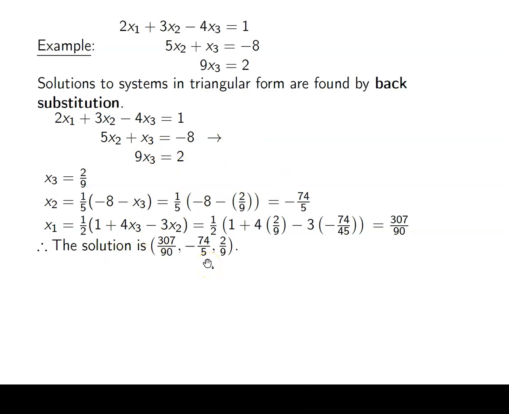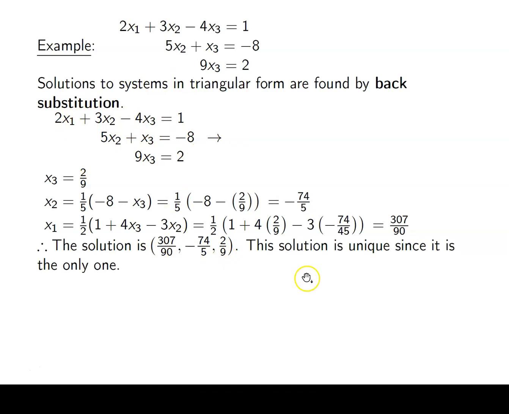So get in the habit of checking your work, especially since I know the majority of you are really dependent on your calculators. It's really easy to just plug this stuff into your calculator and see if it comes out to 1 or not, and -8 and 2. Remember, the solution has to work for everything. It can't just work for one equation, it has to work for all.